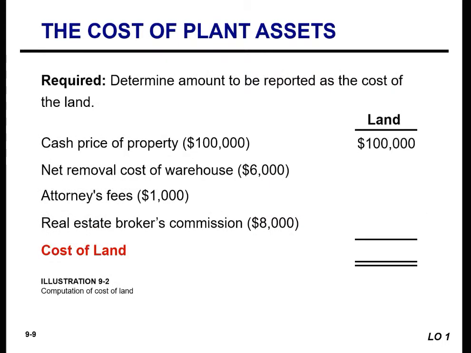We start with a cash price of $100,000. Before we could use this land for anything, we needed to remove that old broken down warehouse. So we add $6,000 to it. We have the $1,000 in attorney's fees and the $8,000 in the real estate broker's commission for a total cost of land of $115,000. So when we see the land on the balance sheet, it's going to be at the amount of $115,000.